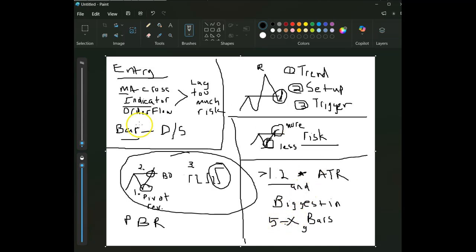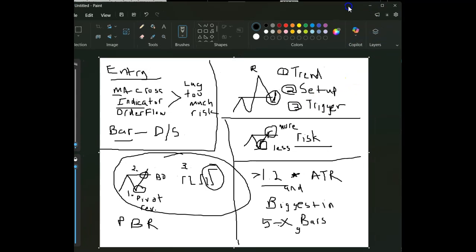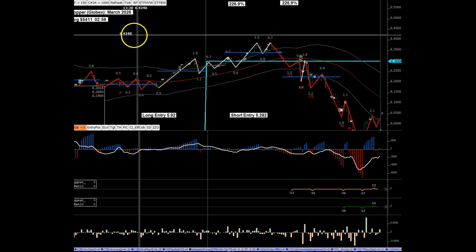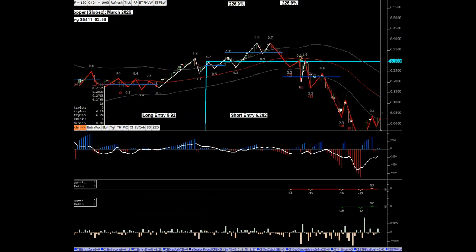All right, now let's put all the theory to the side and just show you some real examples. Let's take an example of the ES.